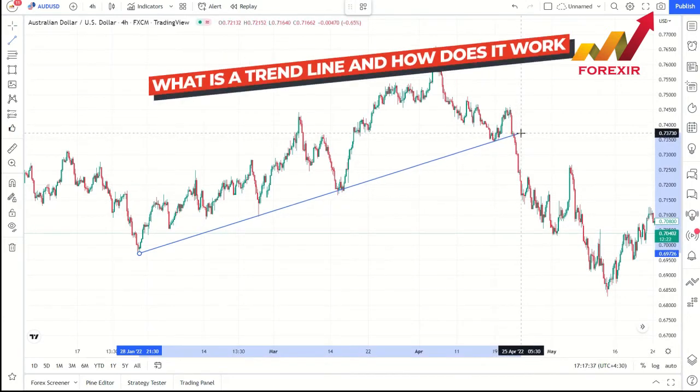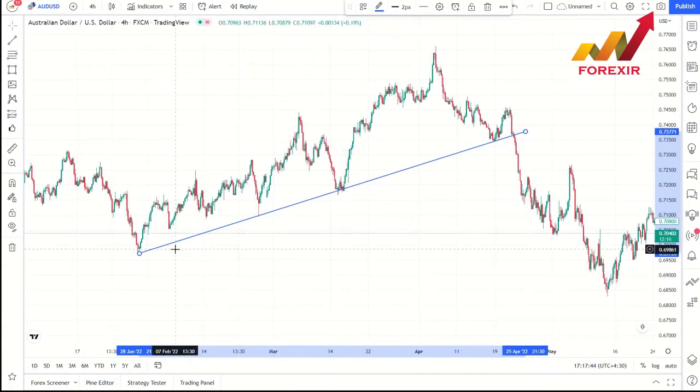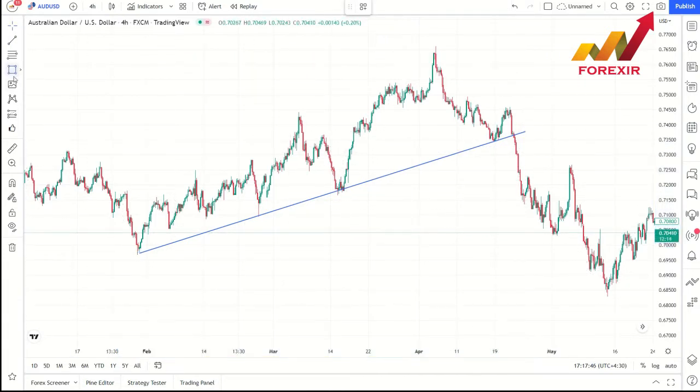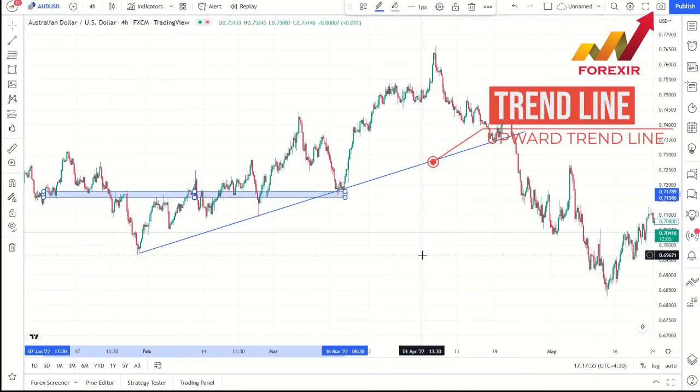You know, support and resistance are horizontal areas on your chart that show potential buying and selling pressure. And it's the same for a trend line. The only difference is, a trend line isn't horizontal but sloping. Here's a trend line example.